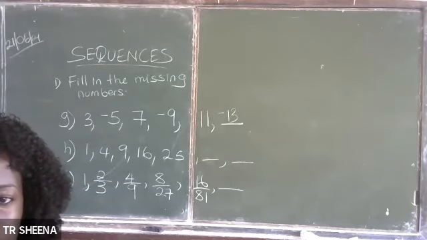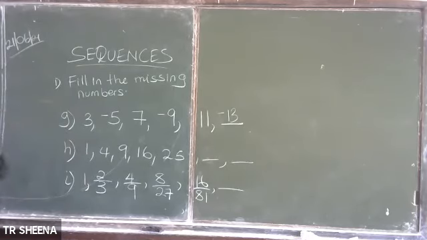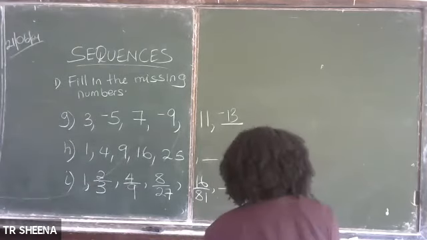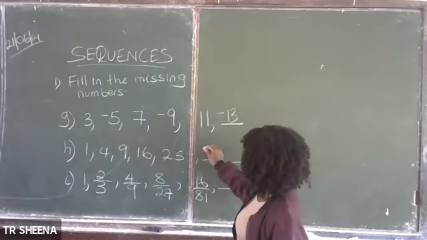Who hasn't answered? Louise, which one are you answering? I'm answering H. H, okay. I was saying square numbers.